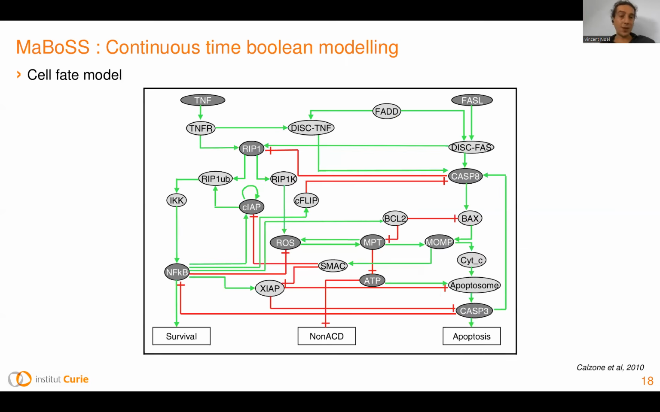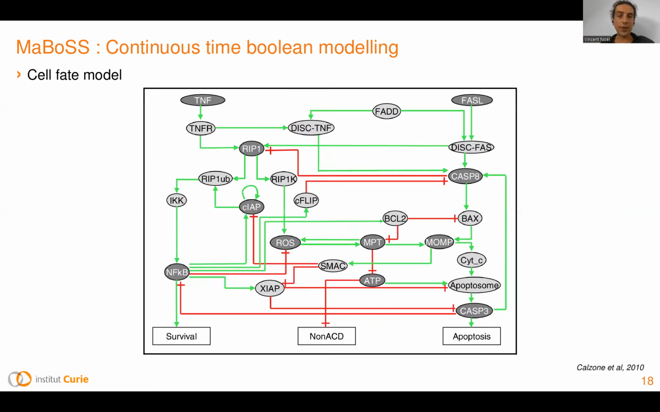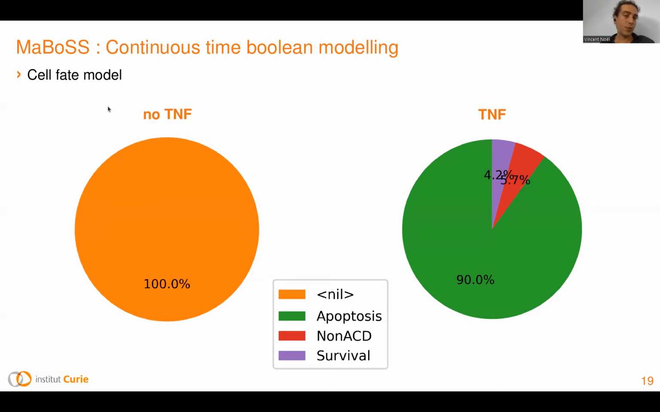So let's go back to our select model, which is the one implemented for the Boolean, and let me show you what we can do with it when we use MaBoSS. First, we look only at final time. So we can try to simulate different kinds of treatments. Either we activate these TNF nodes or not.